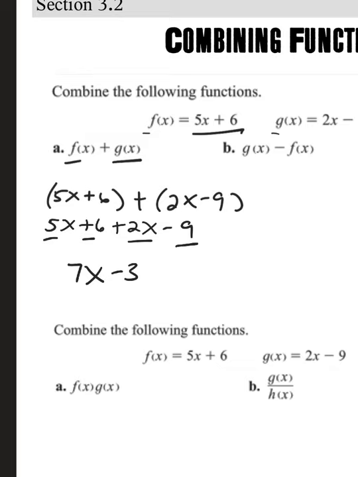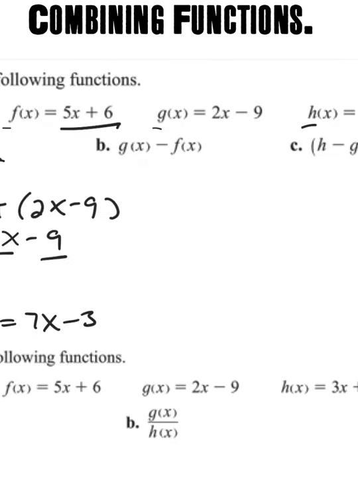The thing with combining functions is this says f of x plus g of x. You can also write that as the f plus g of x. That's another way you can write it. And that's my final answer.